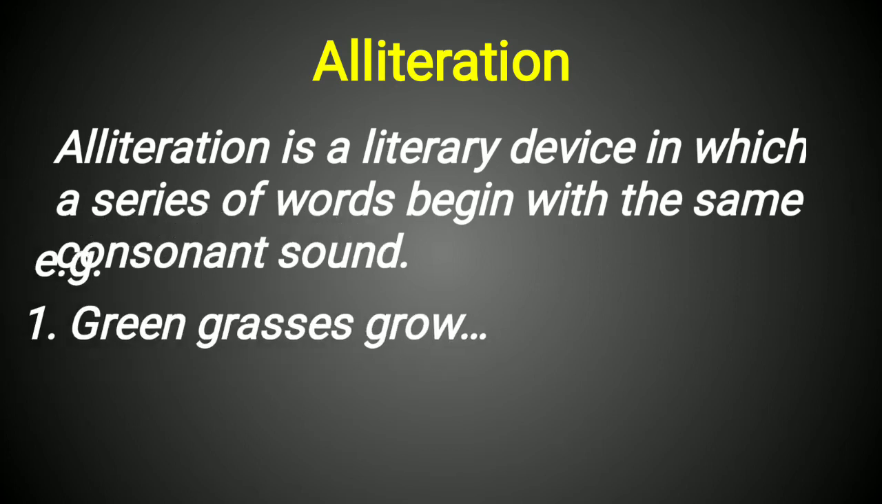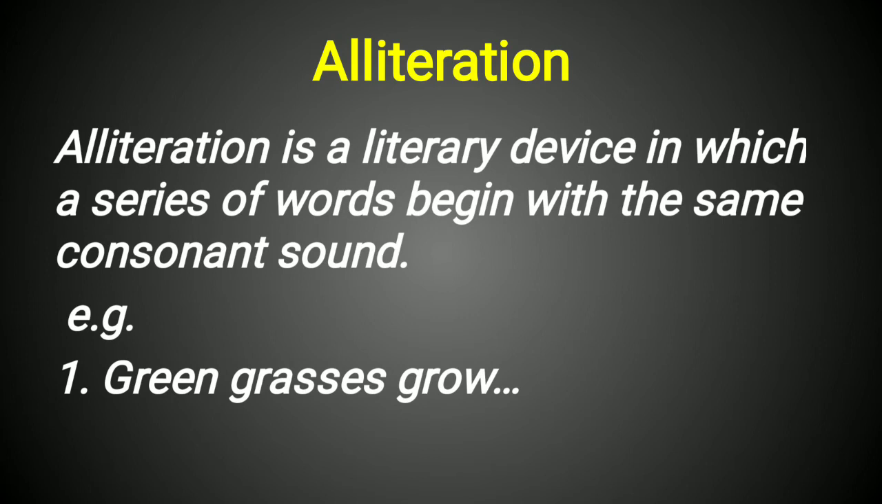And here I have taken one example from a poem, and the example is like this: green grasses grow. So here, green grasses grow. G, g, and g. This sound is repeated, and due to that, remember, here we have alliteration. Let me tell you, alliteration is the figure of speech which is related to the consonant sound. And if a series of words begin with the same consonant sound, you can easily say that here we have alliteration.